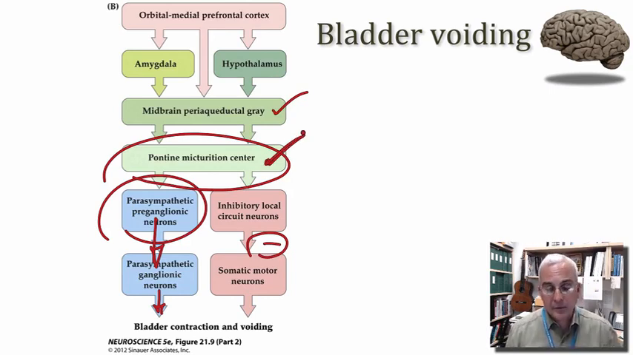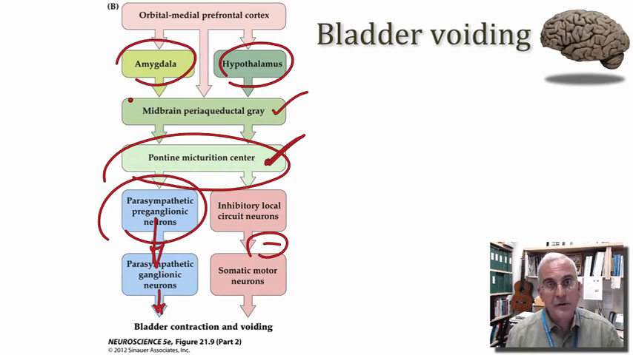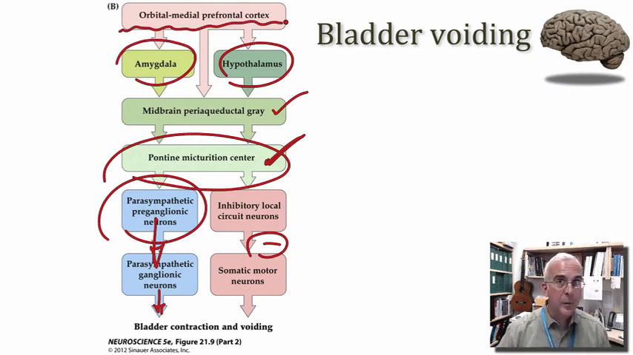Well, the periaqueductal gray receives input from the hypothalamus, hopefully no surprise to you now, as well as the amygdala. And together these structures are governed by parts of the orbital and medial prefrontal cortex. Well, this is where the story of micturition, I think, gets really fascinating, because there remains in human culture still some social dimension to voiding urine.